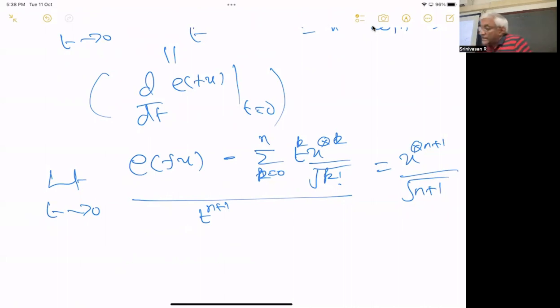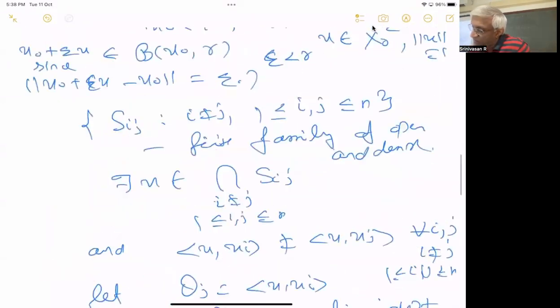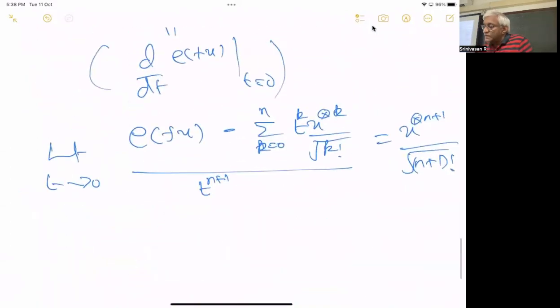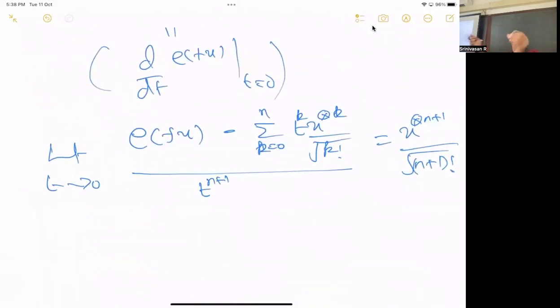N plus 1 factorial, you are right. Of course. Yeah, n plus 1 factorial, right? In the definition also, did I write n plus 1 factorial? Yeah. So using exponential vectors, by taking linear combination and by taking limits, we are able to get the U tensor n.